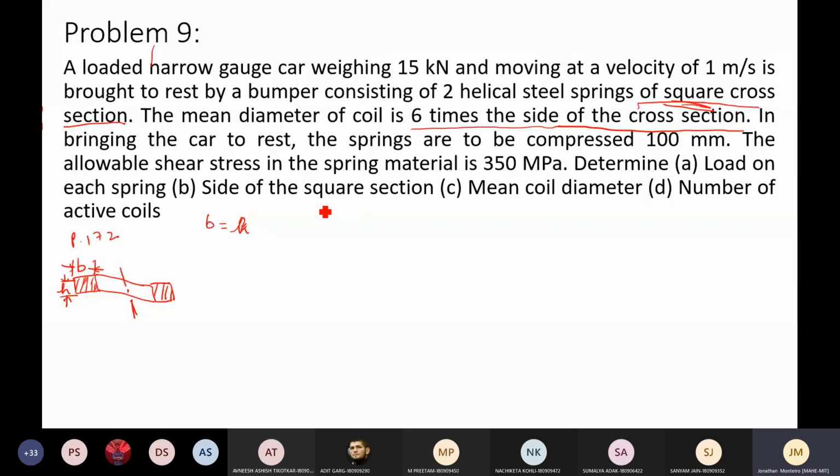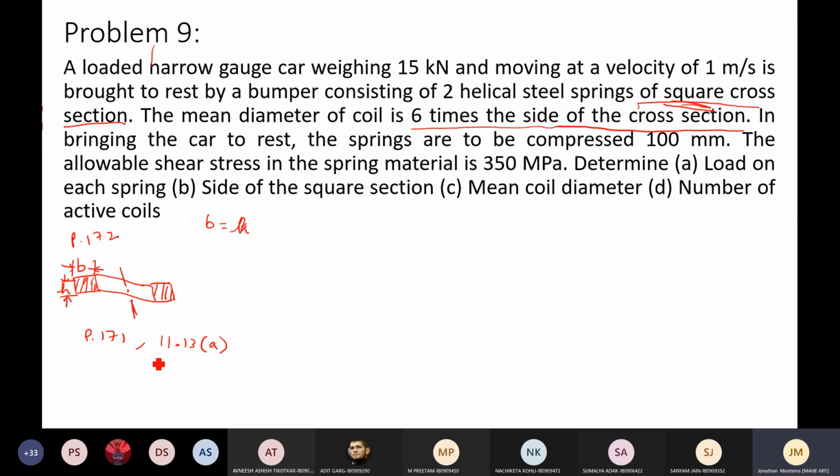So what about the other things suggested here? It says the mean coil diameter is 6 times the side of the cross section. Okay, mean coil diameter is 6 times the side of the cross section. So in general you can go to page 171 also. On page 171, you see equation number 11.13a gives you the stress in the rectangular spring.